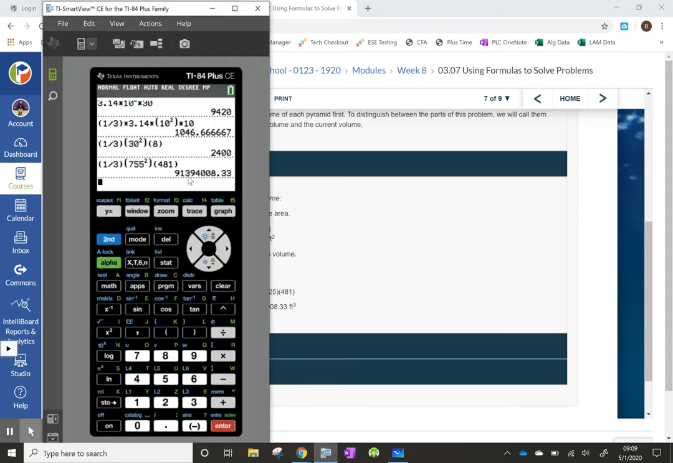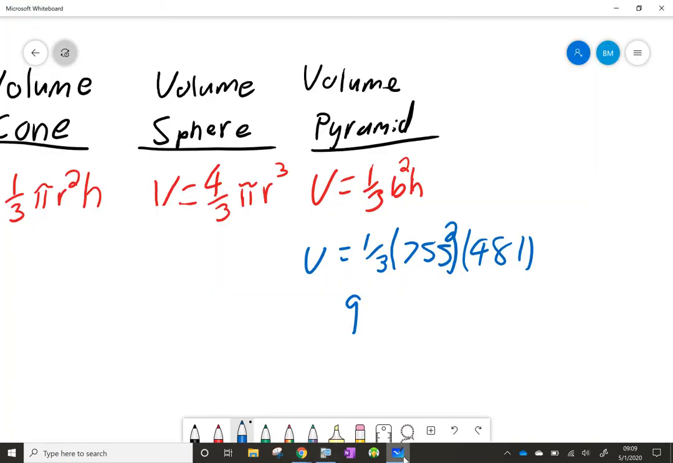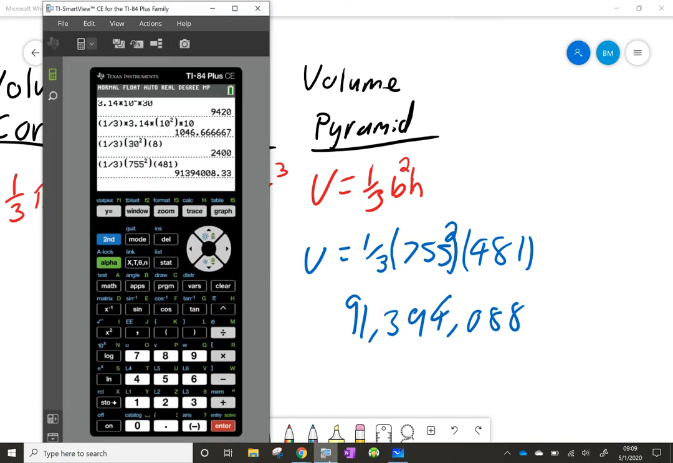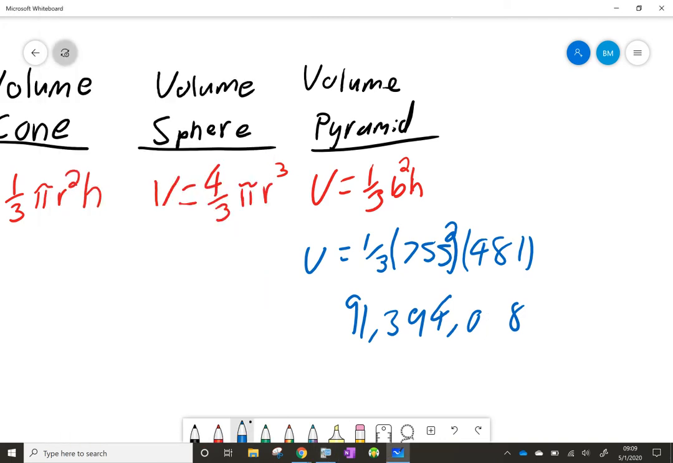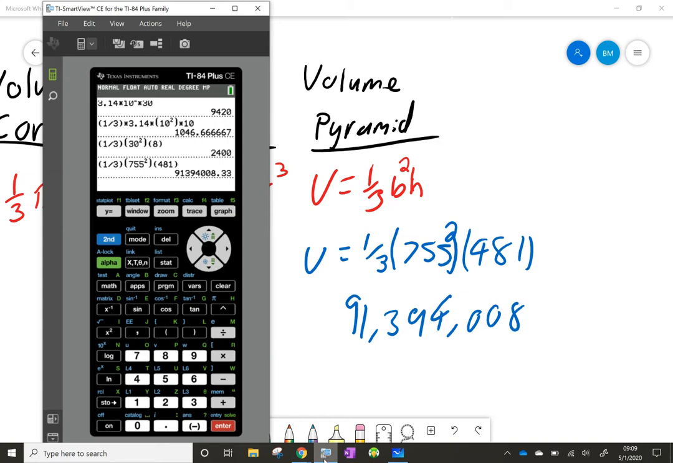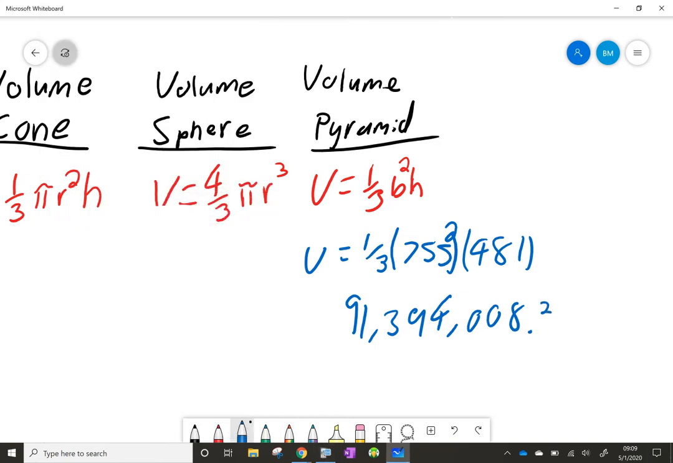So it's 91,394,000, and then 08.33, as if that really makes too big a difference here. All right, so that's the original volume.